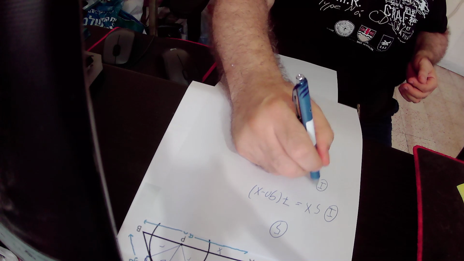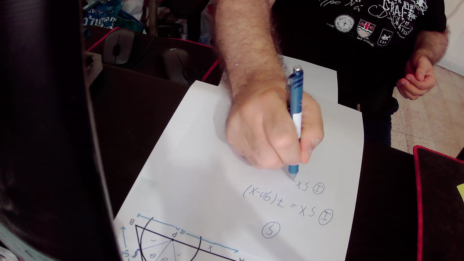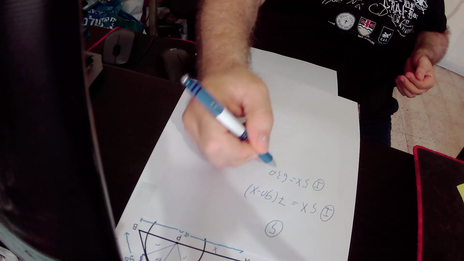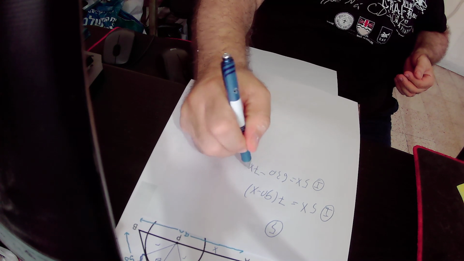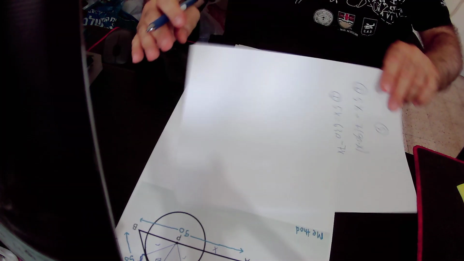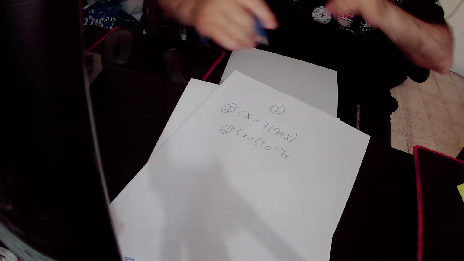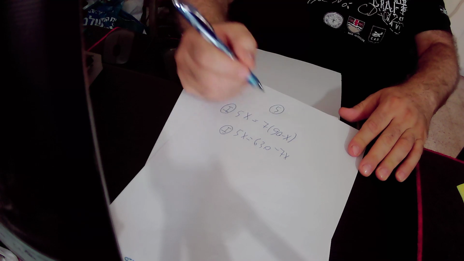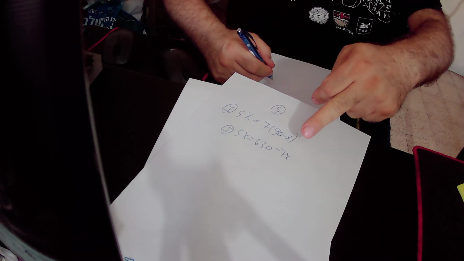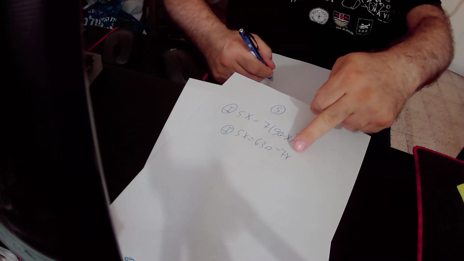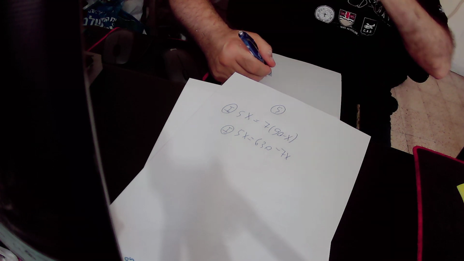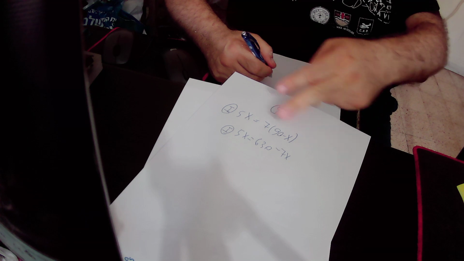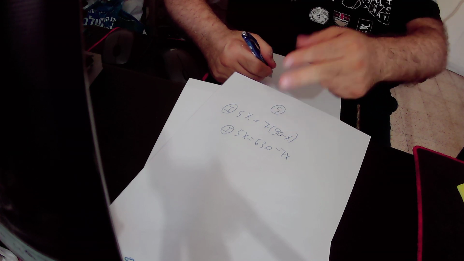Now we will open the brackets. We will get that 5X equals 630 minus 7X. So we open the brackets: 7 times 90 is 630, and 7 times minus X equals minus 7X. Now we can add 7X to both sides of the equation.